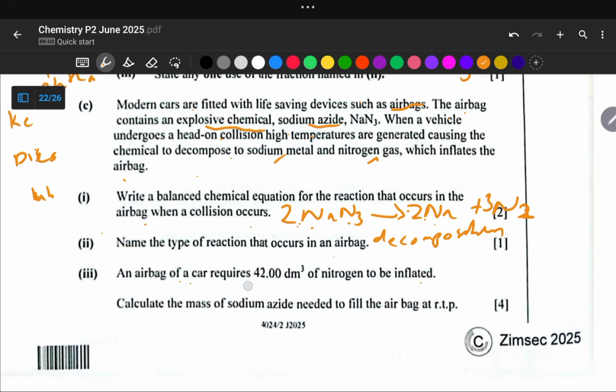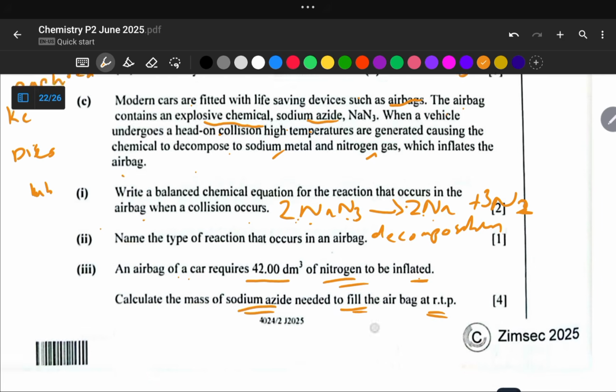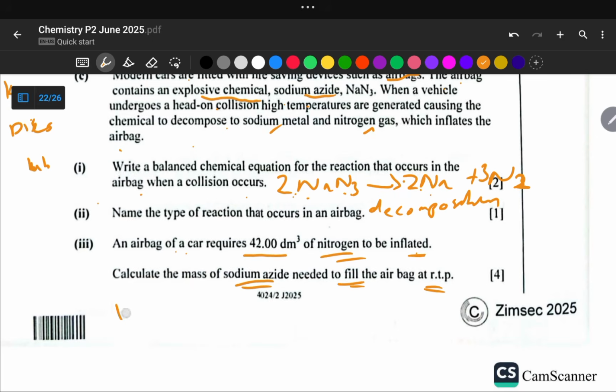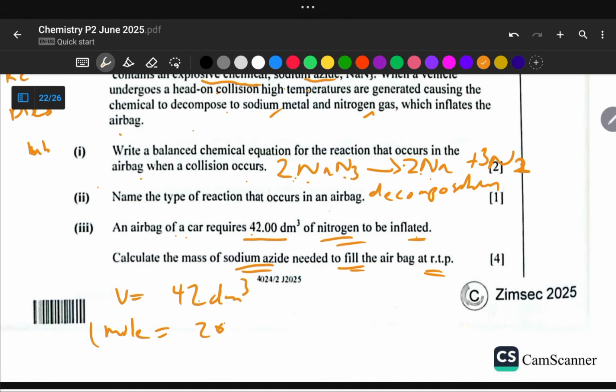An airbag of a car requires 42 cubic decimeters of nitrogen to be inflated. Calculate the mass of sodium azide needed to fill the airbag at RTP. So we are given the volume, which is 42 cubic decimeters, and at RTP, 1 mole is equal to 28 cubic decimeters. So we want to calculate the number of moles. What about 42? So 42 will give us more. It's RTP for Zimsec, we say it is 28, right? So you must take note of that. So it's 42 divided by 28.